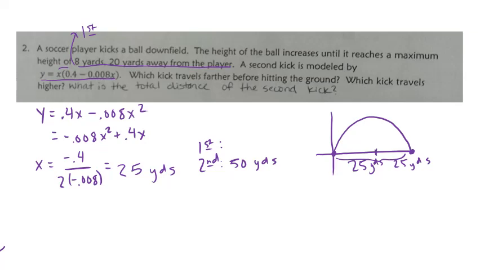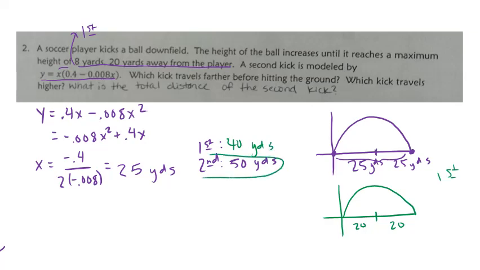Meaning, in the first kick, if it's 20 yards away from the player before it reaches its maximum height, then this is going to be another 20, which would make that a total of 40 yards. So we want to know which one kicks farther. That's going to be our second one. Okay, so the answer to the first question would be the second one is going to travel farther.